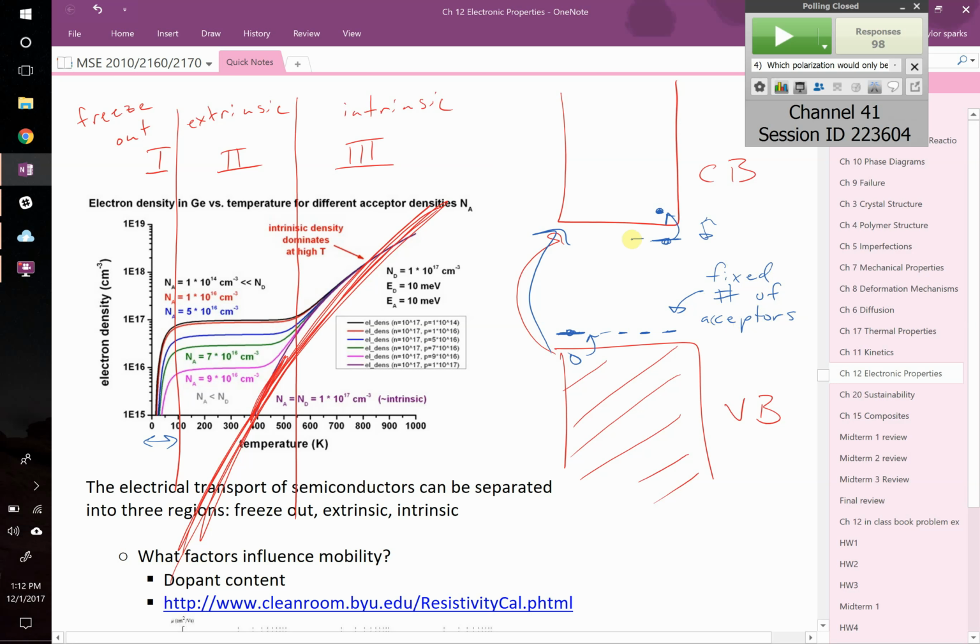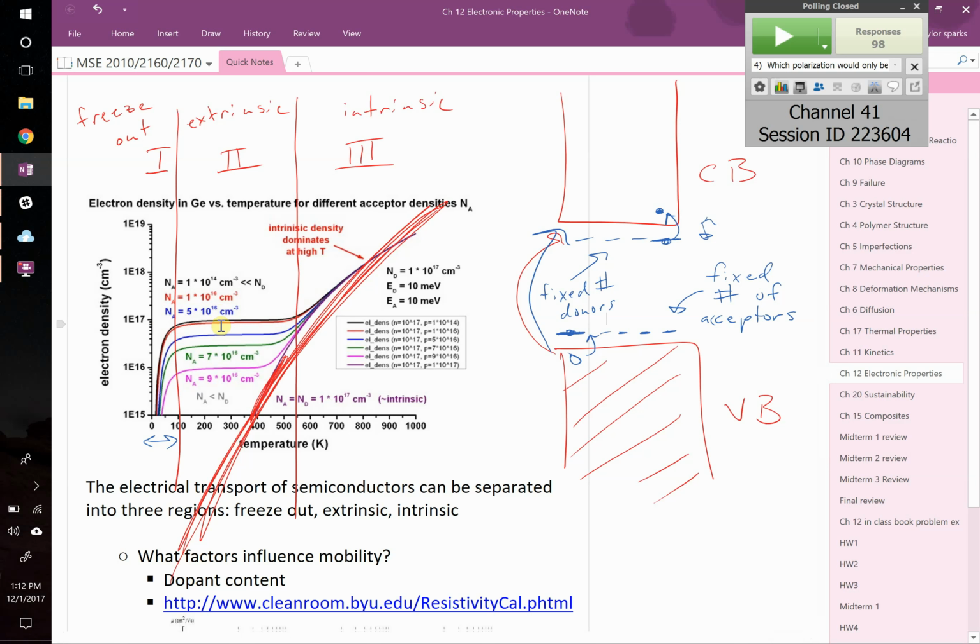And then up here, these are our donors. There's going to be a fixed number of donors. So once those have all donated their electrons, then you're done. You're not getting any more benefit from these things. And once your acceptors are all filled with electrons, you're done. That's why you've got this big flat region where nothing interesting is happening, because you don't have enough energy to jump the gap, and you have enough energy that all of these are ionized. They've either picked up an electron or lost their electron. Okay? So that's why you get these three regions.